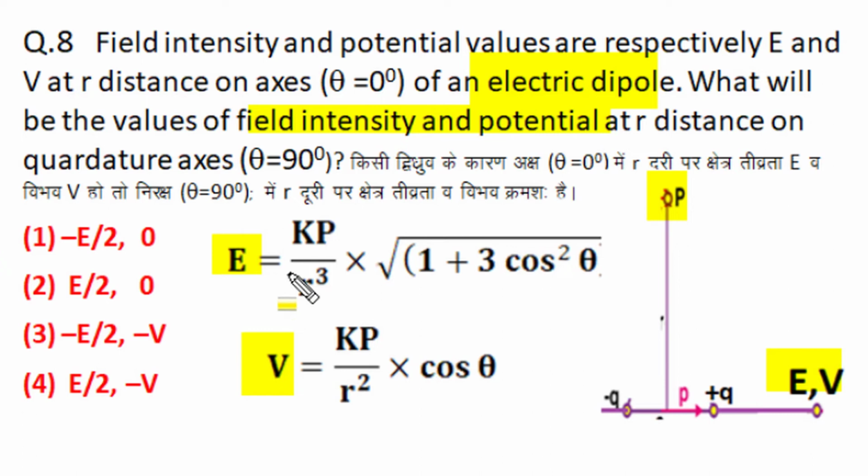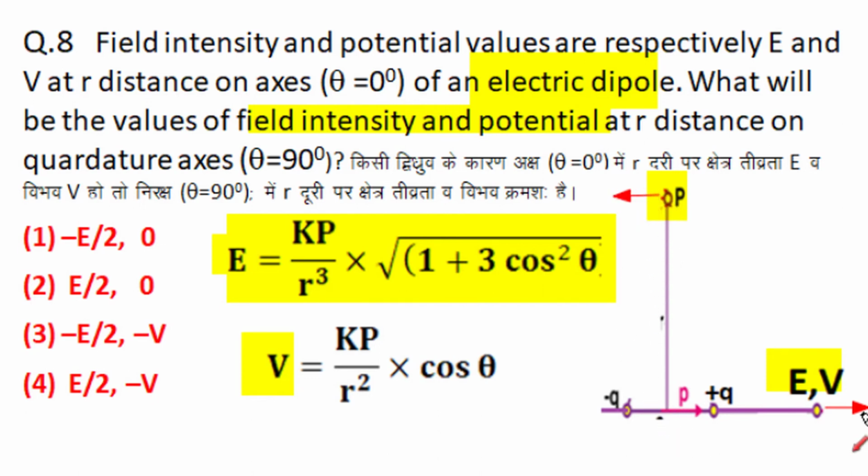We know at any distance r from the dipole moment with an angle theta, electric field intensity is given by this relation, and for theta 0, this electric field intensity on the direct axis becomes 2kp upon r cubed, and on the quadrature axis with theta 90, cos 90 becomes 0, and this becomes kp upon r cubed. So the strength of electric field becomes half of the electric field on the direct axis at the same distance from the dipole moment. But the significant fact is that along the direct axis the electric field is directed along the dipole moment direction, whereas on the quadrature axis the direction of the electric field gets reversed.